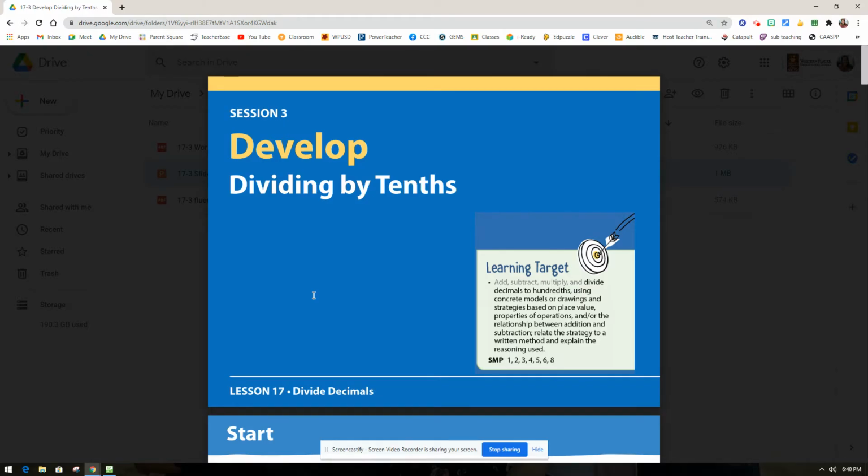Today we're going to be continuing our work in dividing with decimals. Yesterday we talked about how to divide a decimal by a whole number. Today we're going to be talking about dividing by tenths and specifically dividing a decimal by a tenth. So we're going to be working on pages 357 through 362. So go ahead and open up your Ready Classroom math workbook to page 357.